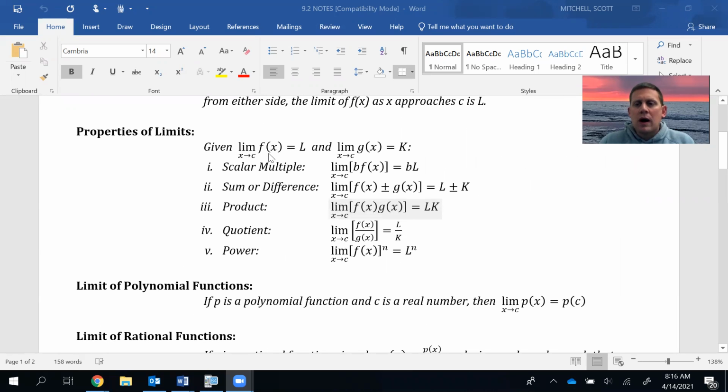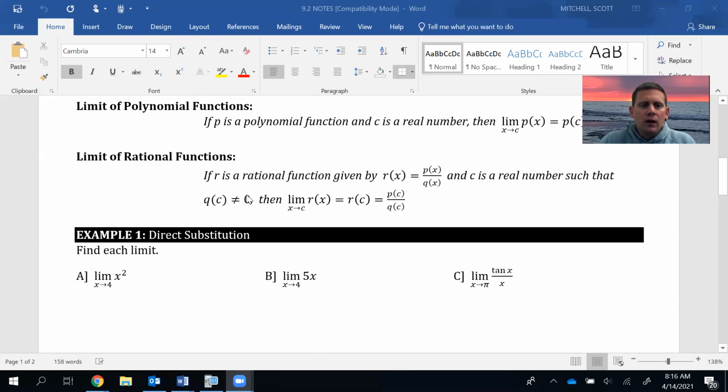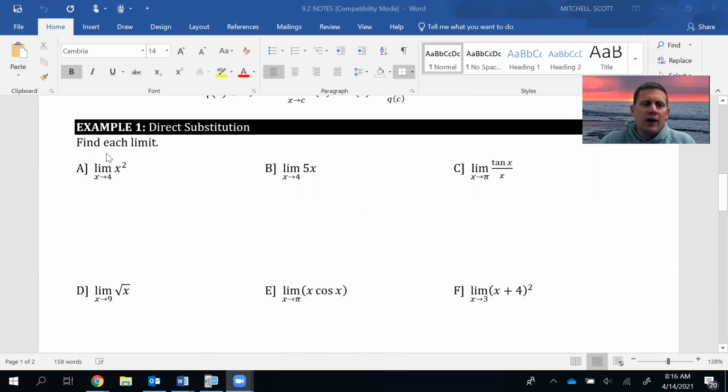All right. So there are some properties of limits that can be very helpful. There are some other properties here for polynomials and rational functions, but we're just going to hop right into it. So it says find each limit.